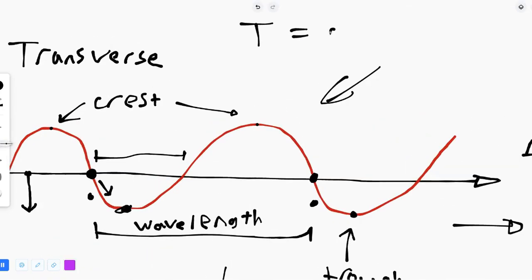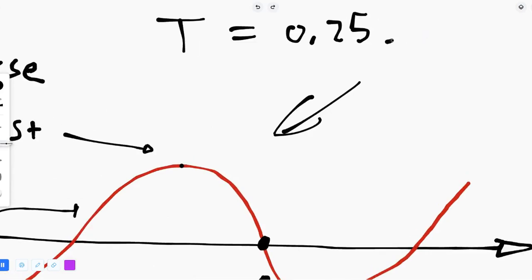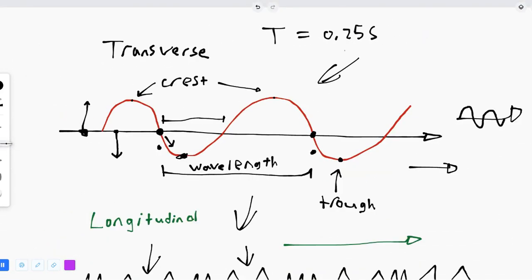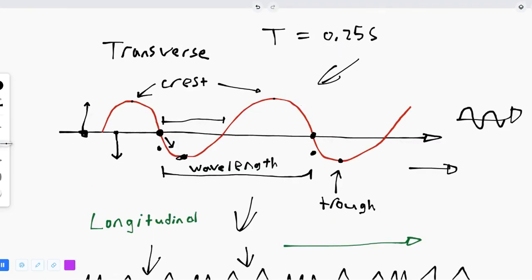So let's say T was equal to 0.25 seconds. So a quarter of a second. Okay? Let me draw that S again. 0.25 seconds. So that means the wave took 0.25 seconds to go from this point to that point, right?